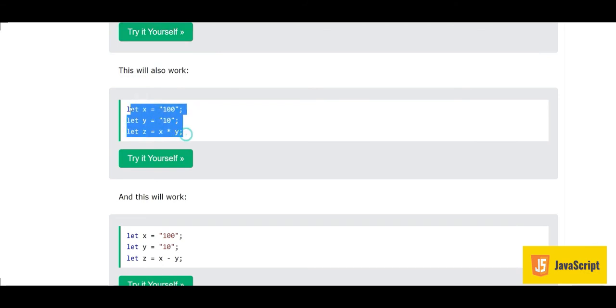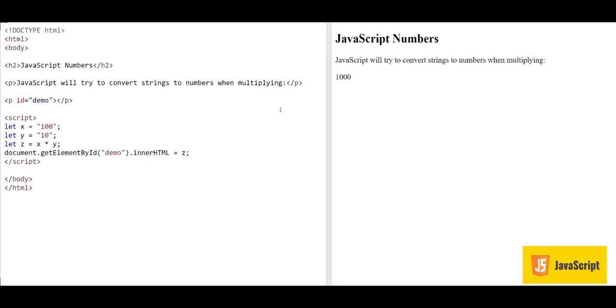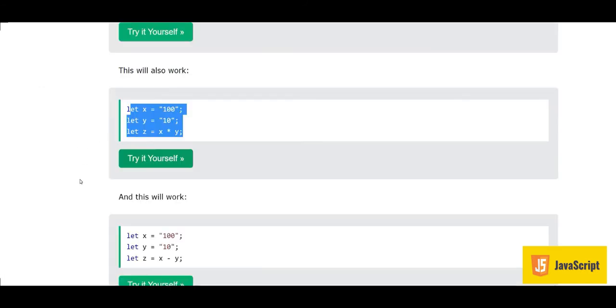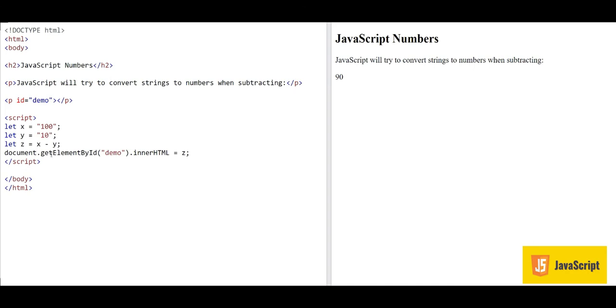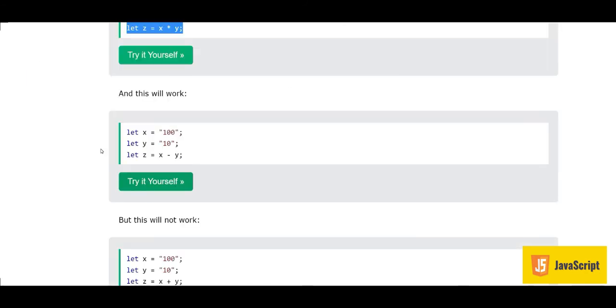Next, look at this multiplication example. What's going to happen here? We multiply 10 by 100, the answer is 1000, and again JavaScript has nicely converted strings to numbers before multiplication and gives us the right answer. This will work fine as well with the minus operation: we are subtracting 10 from 100 and the answer is 90. Again the conversion is done by JavaScript itself without any mistake.